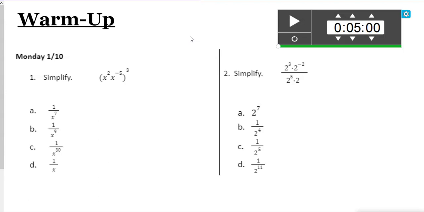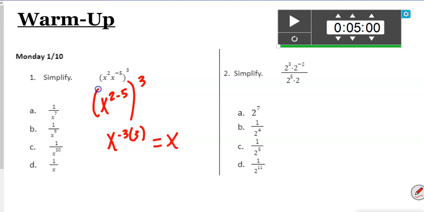All right, so let's go ahead and work through this. So remember, if we have parentheses, we're always going to do those first. So when we work this problem, we're going to do x to the 2 minus 5. And then we're going to do that to the third power. So this is going to be x to the negative 3, and then we're going to multiply that by 3. So this is going to be x to the negative 9. So if we write that without the radical, it's going to be 1 over x to the 9th, okay? Which would be b.